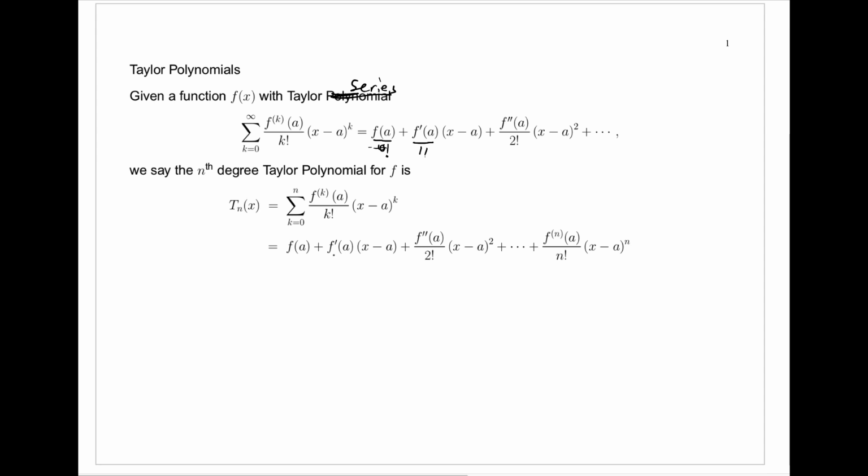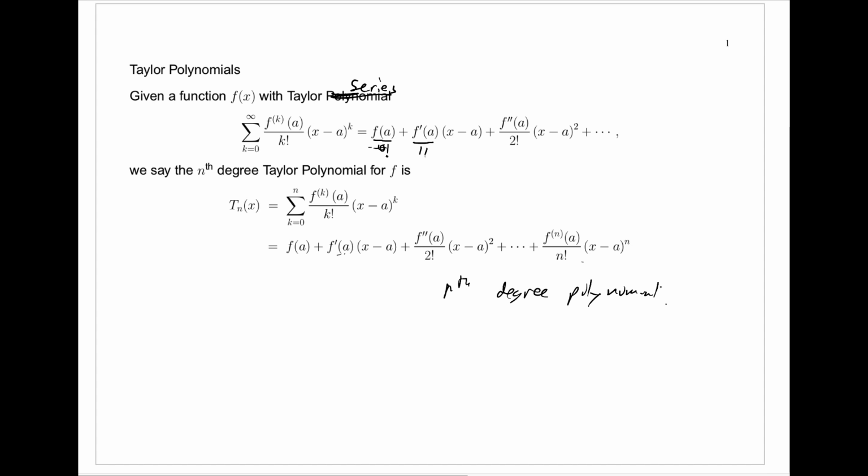That would be f of a plus f prime of a times the quantity x minus a plus f double prime of a over 2 factorial times x minus a squared, plus etc. But then we have a last term, which is the nth derivative of f at a over n factorial times x minus a to the nth. You can see this is an honest to goodness nth degree polynomial.